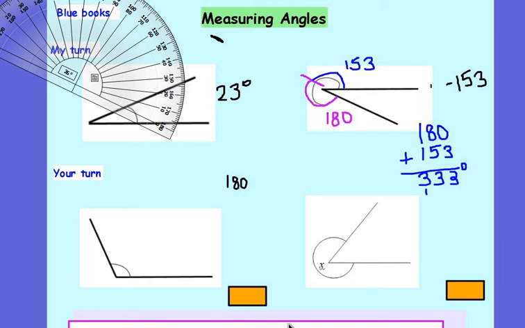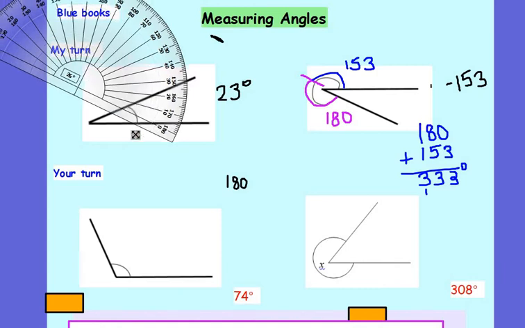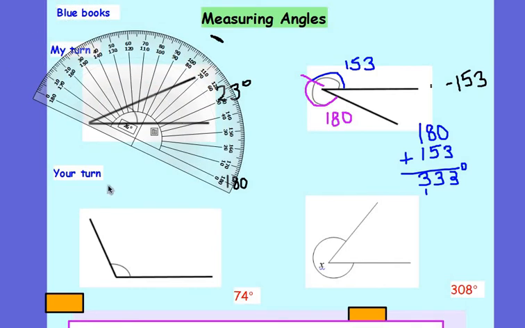Okay, let's go through the answers. So for the first one, what do we call this type of angle? Josh, what type of angle is this? Begins with an O. An obtuse angle. And hopefully you'll have measured that as about 74 degrees. It might be slightly different on your piece of paper. And this other reflex angle would have measured at 308 degrees, approximately. Might be a little bit different on your piece of paper.